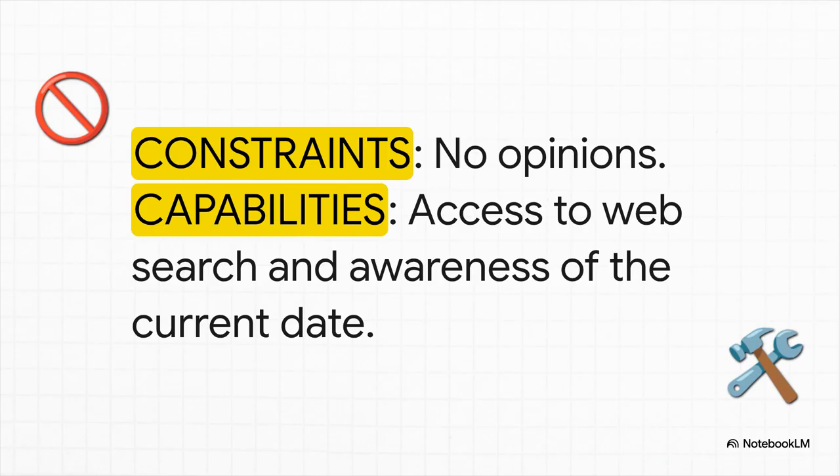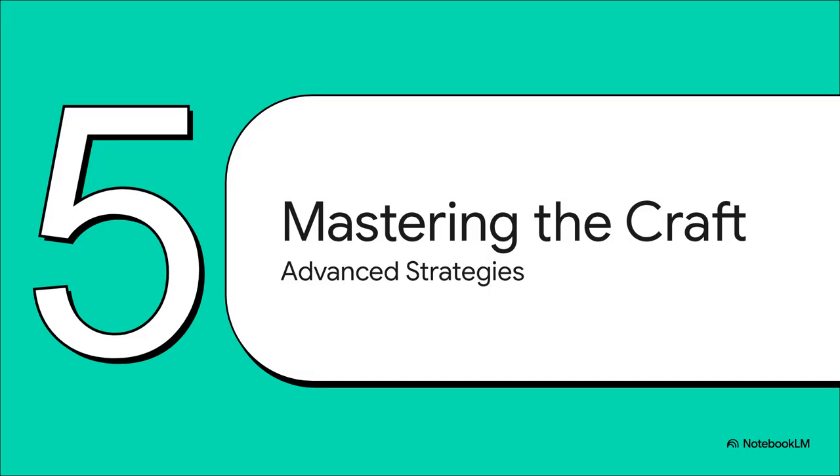And last but not least, you lay down the law. These are the constraints and capabilities. You're telling it what it absolutely can't do, like no opinions, stick to the facts, and what it can do, like using its web search tool. This is basically putting up the essential guardrails to keep it laser-focused and prevent it from going off the rails. Okay, so what we just looked at, that's the foundation. It's powerful stuff.